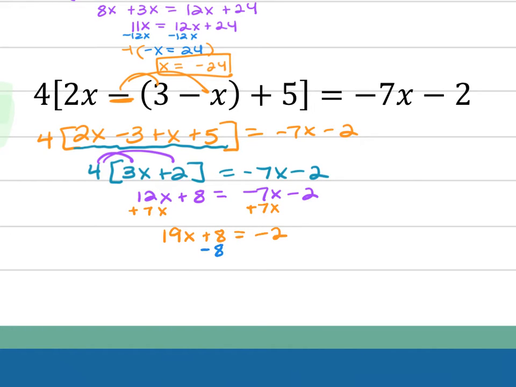Subtract the 8. 19x equals negative 10. Divide by 19. And x equals negative 10/19. What happened to the 2x and the 5? The 2x got combined with the x to make it 3x. And the negative 3 got combined with the 5 to make it a positive 2.